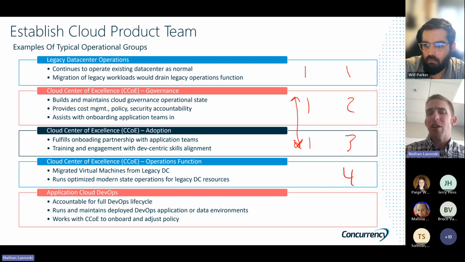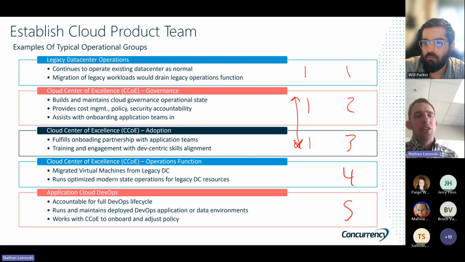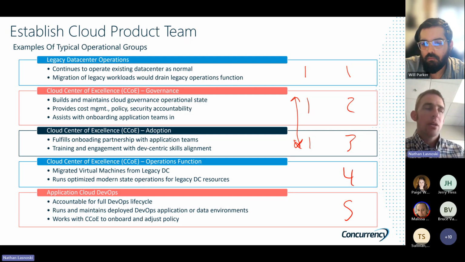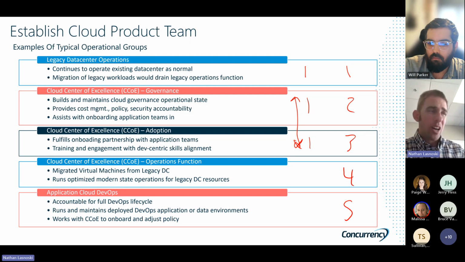And that's different than core governance and core adoption functions. So know that that's its own function in and of itself. And then the last function is this idea of application cloud DevOps. Let's say I've got a team that's building a ground up application in the cloud. Most of the time that team has all the things it needs to be effective. You give it a subscription and the ability to deploy into the Azure environment under certain constraints, and they're off and running.